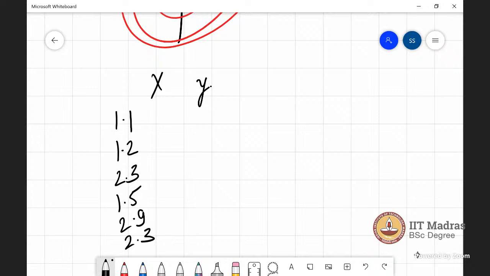So 1.1, 1.2 is one column. 2.3, 1.5 is another column. 3 cross 2. Sorry. No, 2 cross 3, right? 2 rows and 3 columns. Let me see. 3 rows, 2 columns. 3 cross 2 means 3 rows, 2 columns. So 1.1 and 1.2 are in the same row.